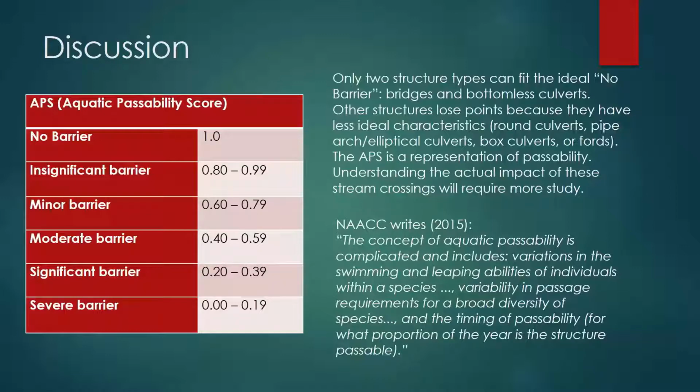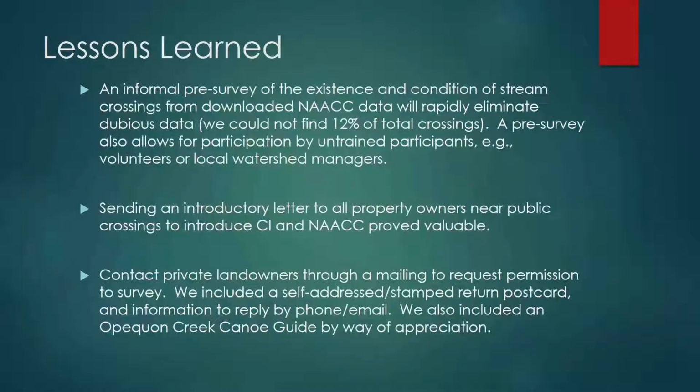Lessons learned by us. This was a long process for us, and we learned quite a few things, and hopefully some of these lessons can be utilized by people that do this kind of work in the future. The informal pre-survey of the existence and condition of stream crossings from the downloaded NAACC data will rapidly eliminate dubious data. We could not find 12% of total crossings right off the get-go. This saved us significant time when going out to do field work from looking for crossings. Pre-survey also allows for participation of untrained participants, volunteers, or local watershed managers.